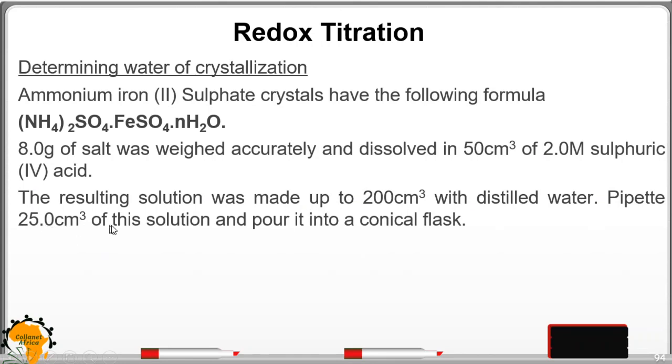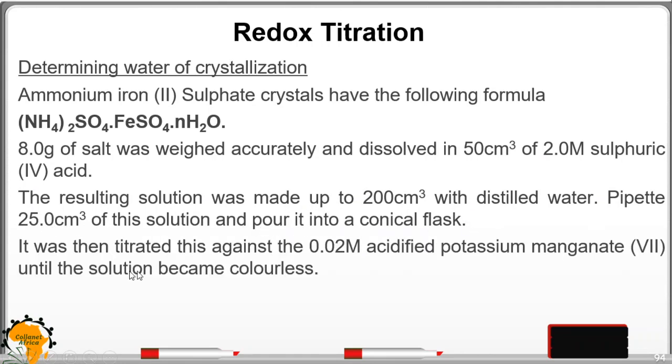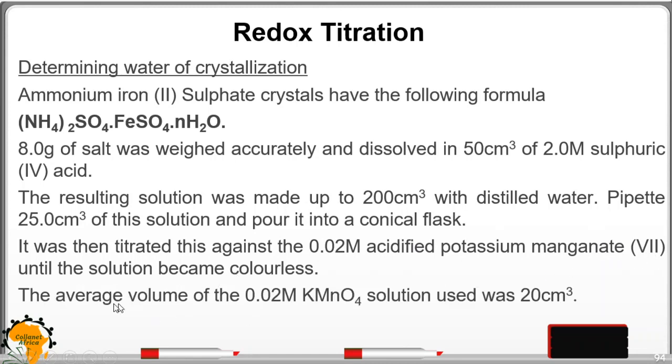Pipette 25 cm³ of this solution and pour it into a conical flask. It was then titrated against 0.02 M acidified potassium permanganate(VII) until the solution became colorless. The average volume of 0.02 M potassium permanganate solution used was 20 cm³.